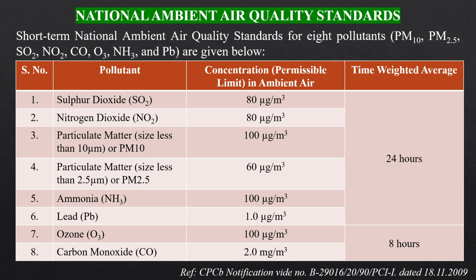Let's see the short-term national ambient air quality standards for 8 pollutants. For sulfur dioxide and nitrogen dioxide, it is 80 microgram per meter cube. Particulate matter 10 is 100 microgram per meter cube. PM 2.5 is 60 microgram per meter cube. Ammonia 100 microgram per meter cube. Lead 1 microgram per meter cube. And these are 24 hours time weighted averages. For ozone and carbon monoxide, it is 8 hours time weighted average. Ozone is 100 microgram per meter cube, carbon monoxide is 2 milligram per meter cube.